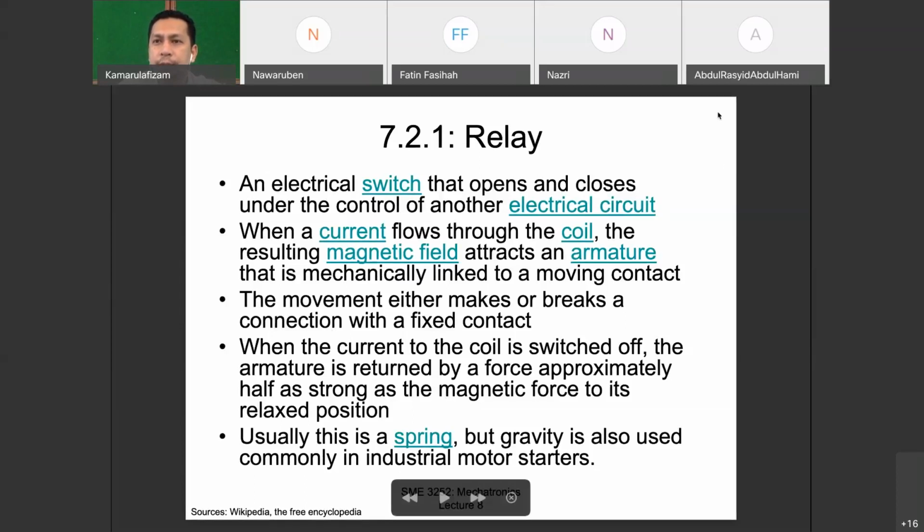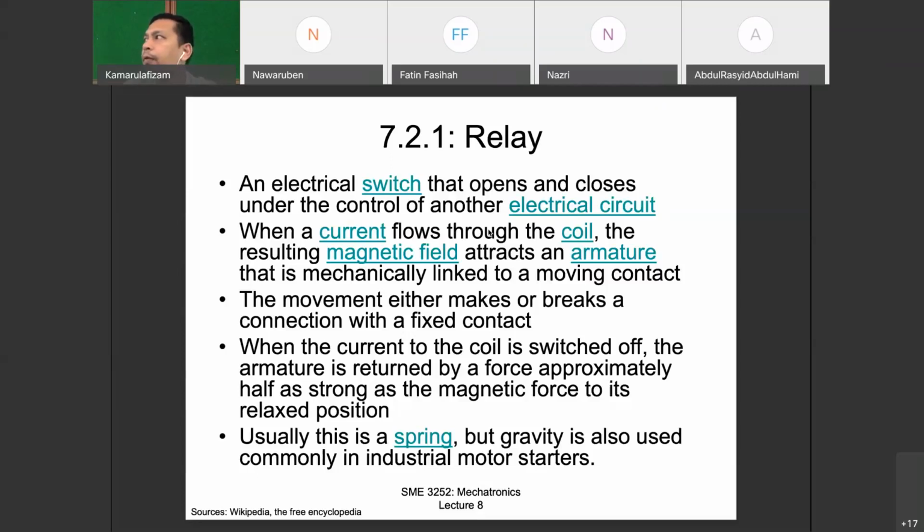Cuma switch yang biasa you kena pergi dekat, you kena tekan. Relay, the electrically operated. Maknanya you bagi current, you bagi voltage, switching jalan. So relay is basically electrical punya switch that open and close under control of another circuit. Another circuit ni macam tadi control element lah yang saya mention. You hantar voltage, you hantar current, switch tu boleh jalan.